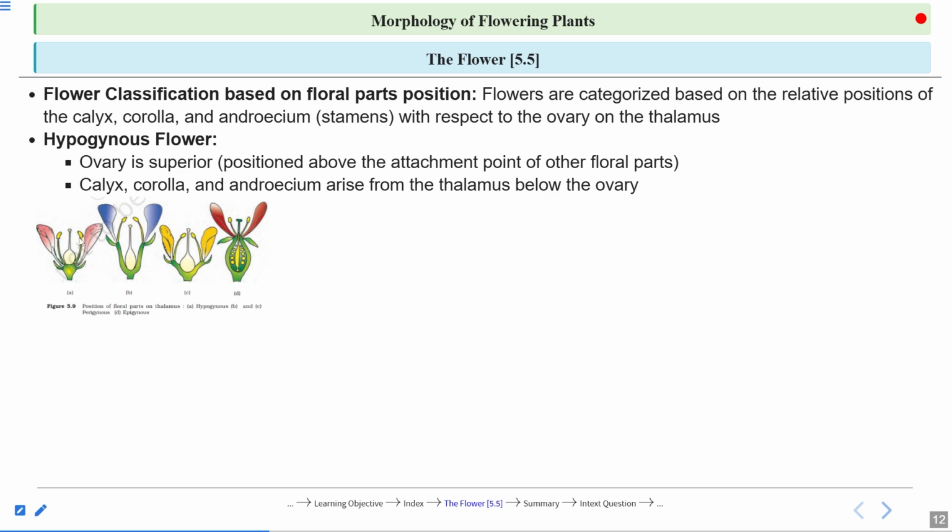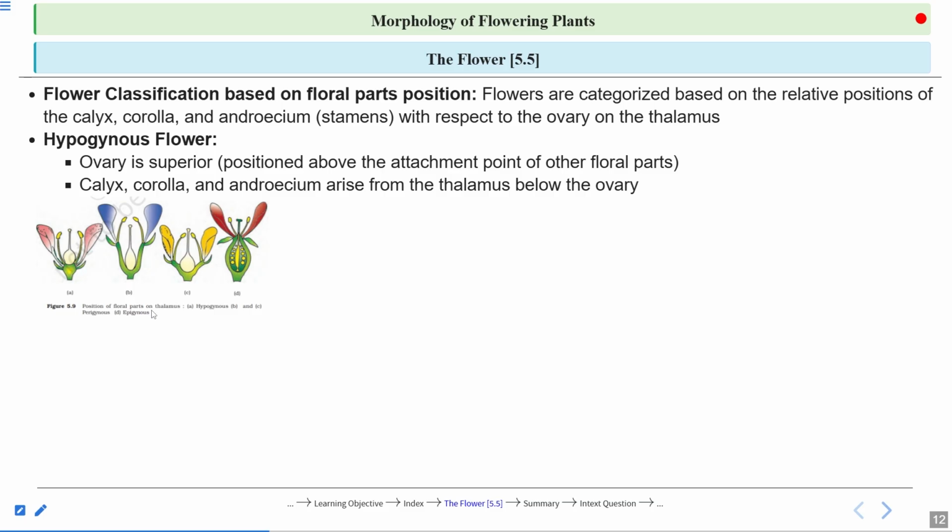So we are seeing the floral parts. What are the floral parts? Calyx, corolla and androecium, these three parts. We are considering calyx, corolla and androecium with respect to the ovary. All three outer parts, their relation with the ovary on the thalamus. Here you see the calyx, corolla and androecium. These three parts are present below the ovary.